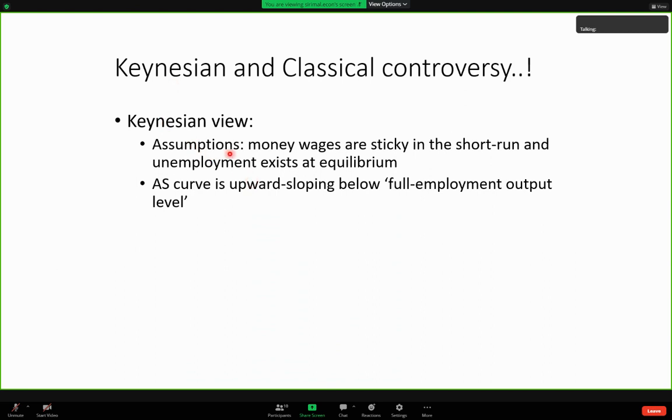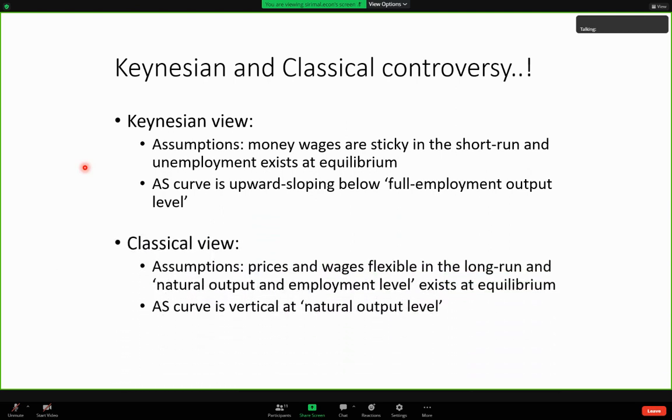Assumptions in the Keynesian view: money wages are sticky in the short run. That means money wages do not change in the short run. Second assumption, unemployment exists at equilibrium. Therefore, as a result, the aggregate supply curve is upward sloping below full employment output level. If the country has not achieved full employment output level, then actually we will have an upward sloping AS schedule. That's what it means.